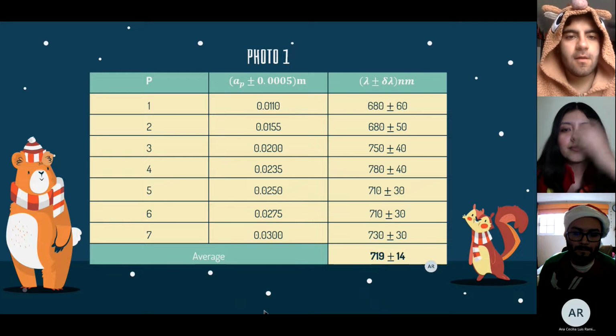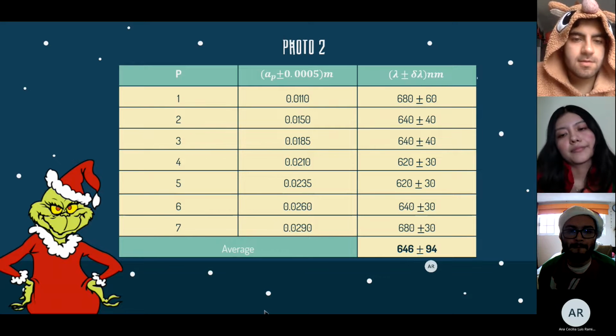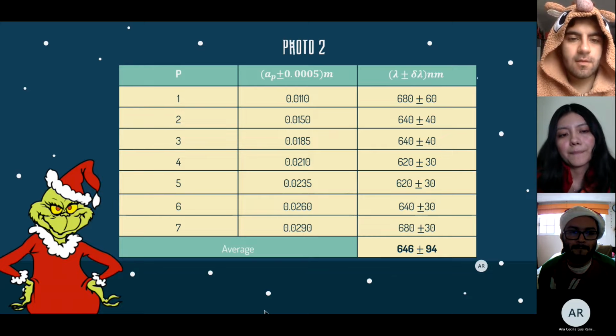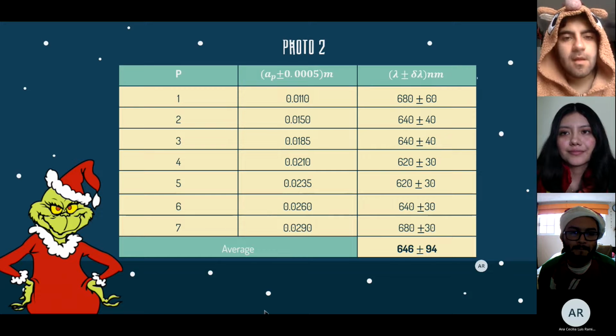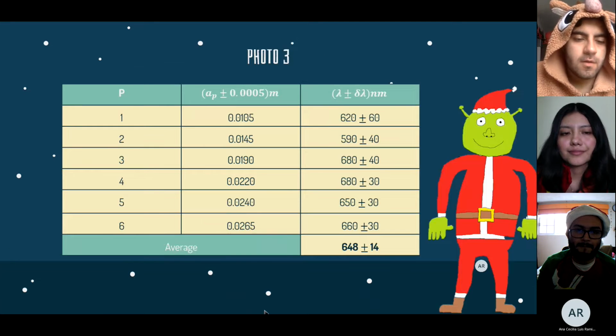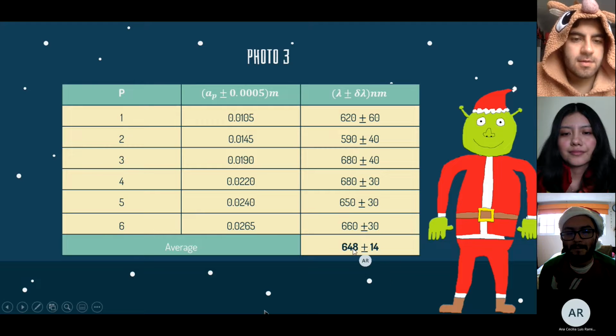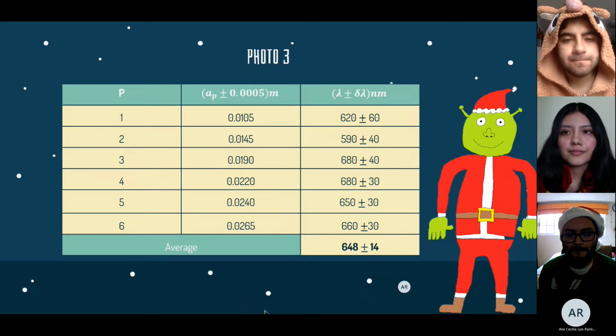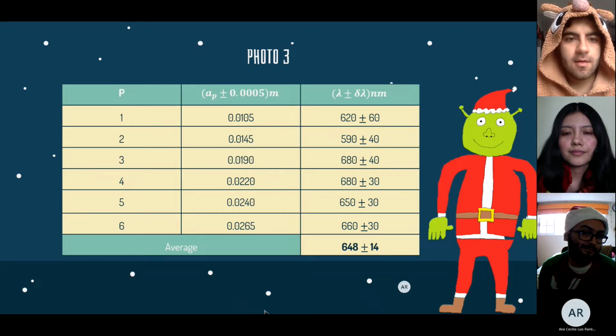For the second photo, we could also see 7 dark fringes. We can notice that this average was in the interval. For the third photo, we could only see 6 fringes. And this lambda was also in the interval I mentioned. And the error of the average was obtained by calculating the standard deviation of the data divided by the square root of the number of data.